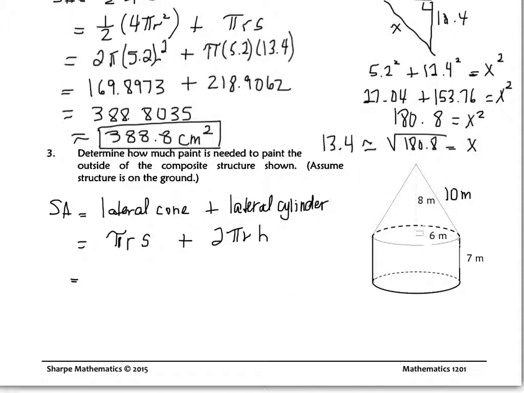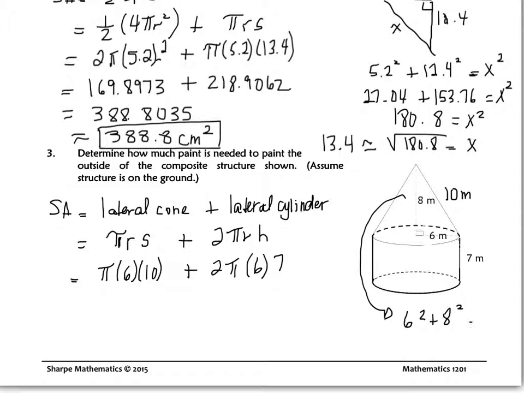So this would be pi times the radius, which is 6, times the slant height, which is 10, plus 2 times pi times the radius, which is 6, times the height, which is 7. If you don't know your Pythagorean triples, I should write the workings down there. I got that from 6 squared plus 8 squared equals x squared, so x squared equals 100, and x would be 10, if you're wondering. But if you know the Pythagorean triples, you can just put the 10 in there right away.